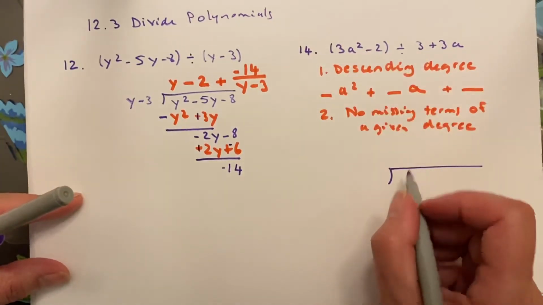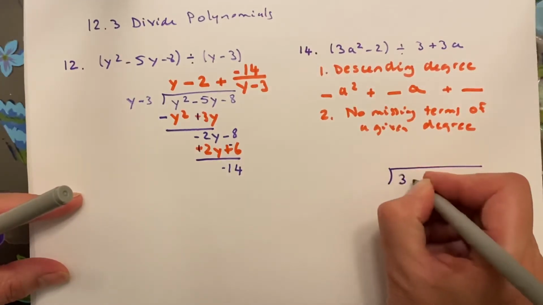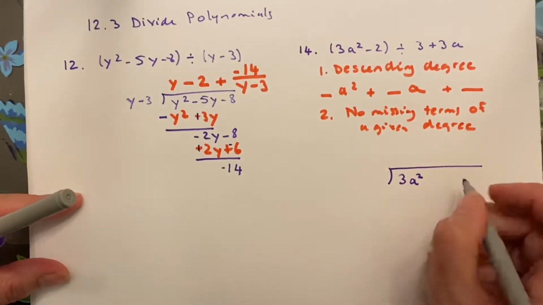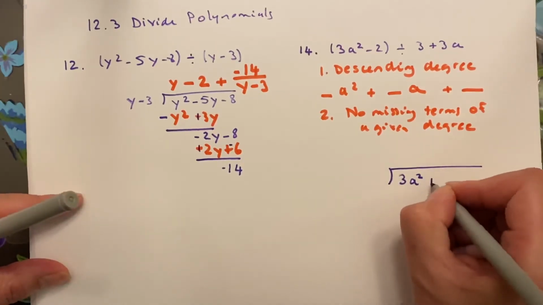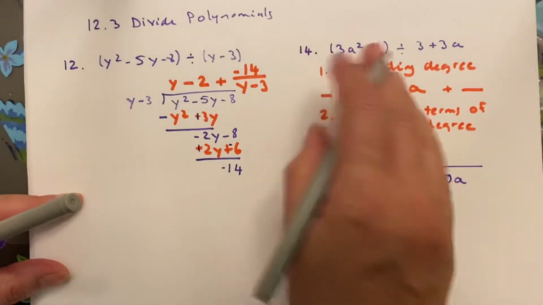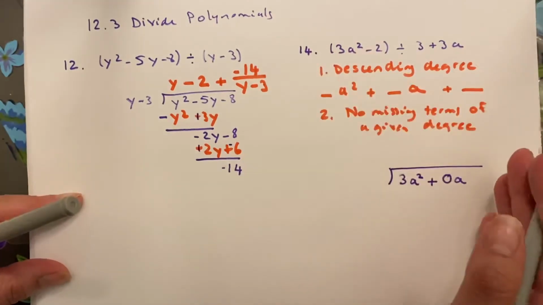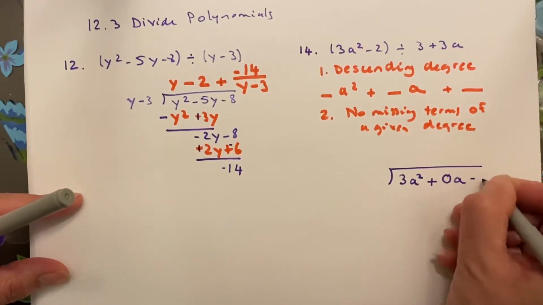So when you do that, you have to add the missing term in. So here is my second degree term. And what you do is you add a dummy term as a placeholder. So plus 0a, which basically if you multiply, you get 0. But in the meantime, you're holding the space for that first degree term, minus 2.